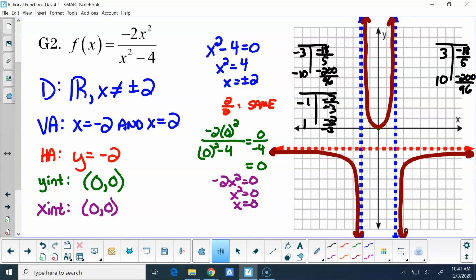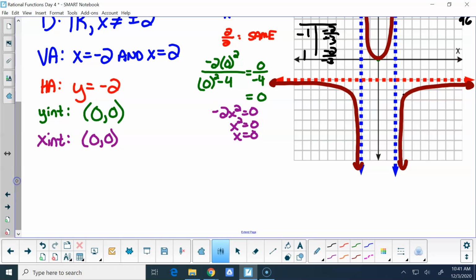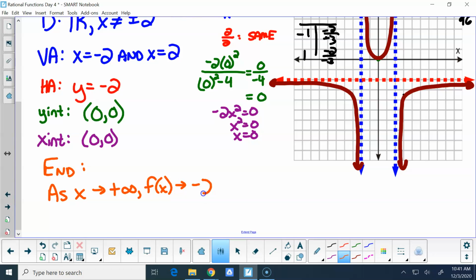Okay. Then it did ask us for end and asymptotal behavior. So my end behavior is going to be as x approaches positive infinity, my function approaches -2 from the bottom, and as x approaches negative infinity, my function approaches -2 from the bottom.